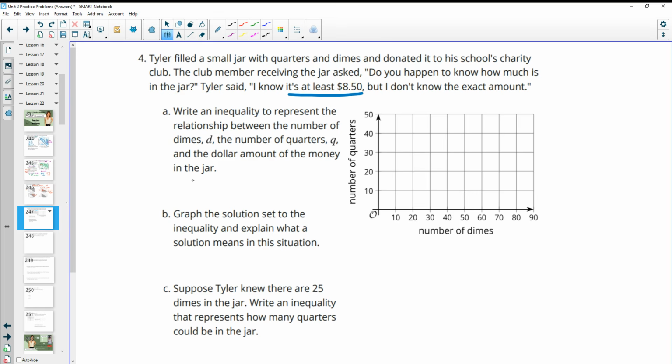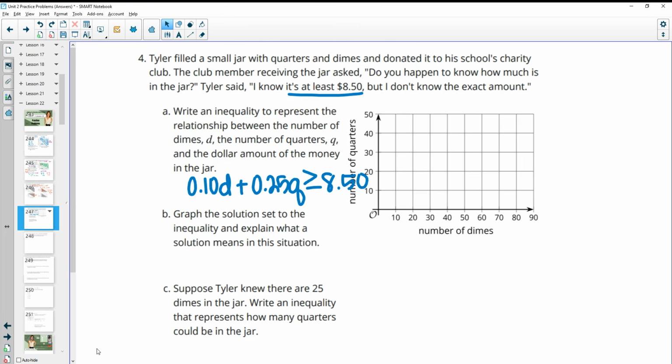So we know that dimes are worth 10 cents, okay? So we'll put 10 cents times the number of dimes. And then we know that quarters are 25 cents. So we'll do 25 cents times the quarters. Now that needs to be at least $8.50. And at least $8.50 means it's greater than or equal to $8.50.